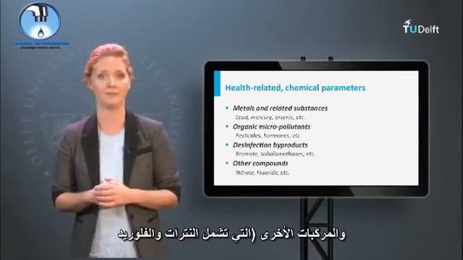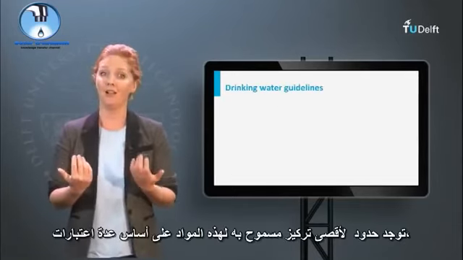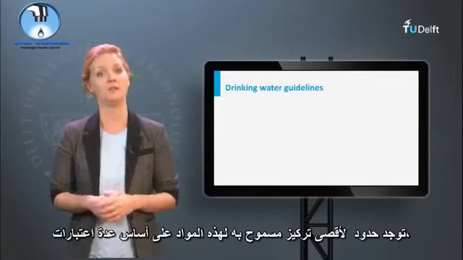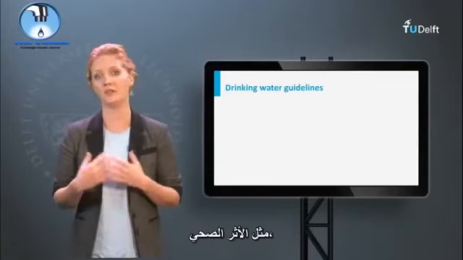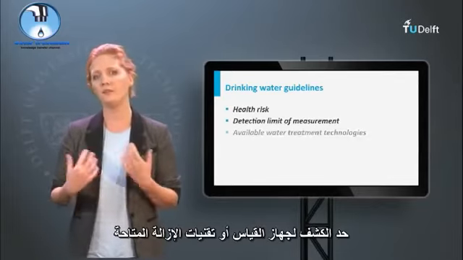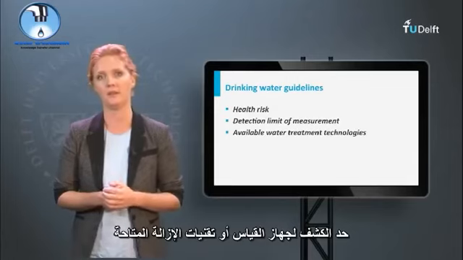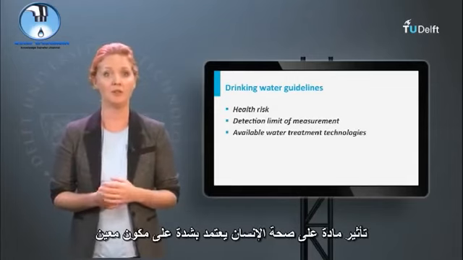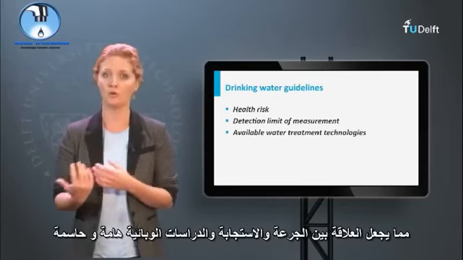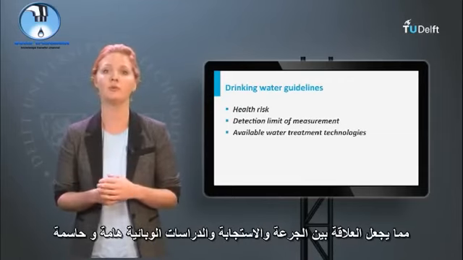nitrate and fluoride. Well, guidelines for the maximum allowable concentration exist for these substances based on considerations such as health impact, detection limit of the measuring device, or the available removal technologies. The impact of a substance on human health depends strongly on the specific constituents, making dose response and epidemiological studies crucial.